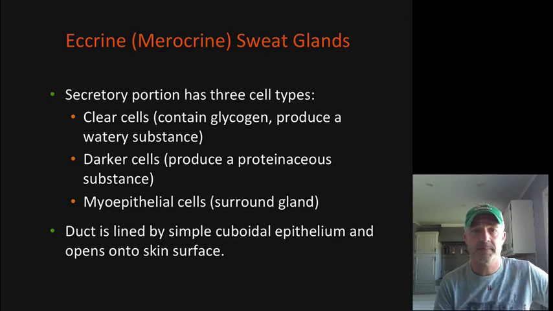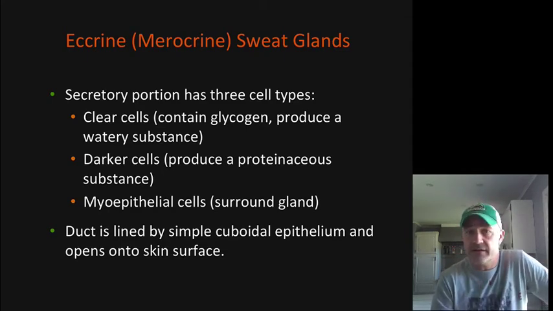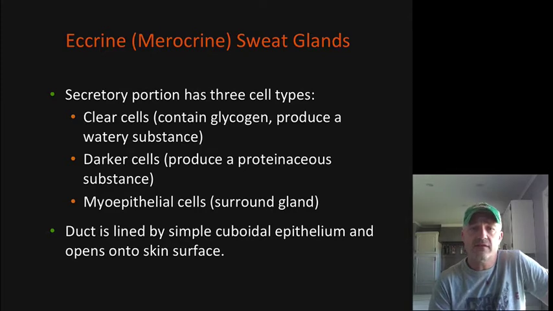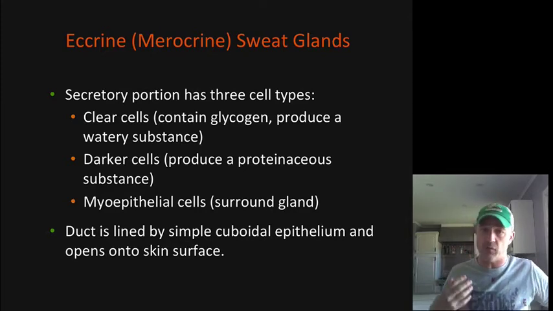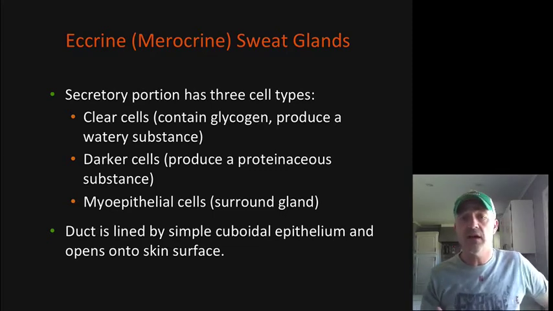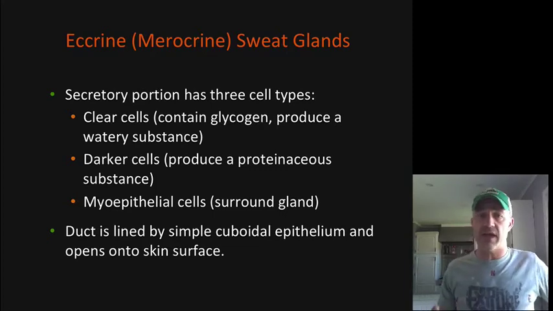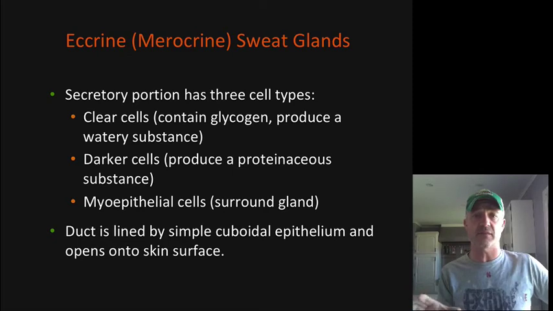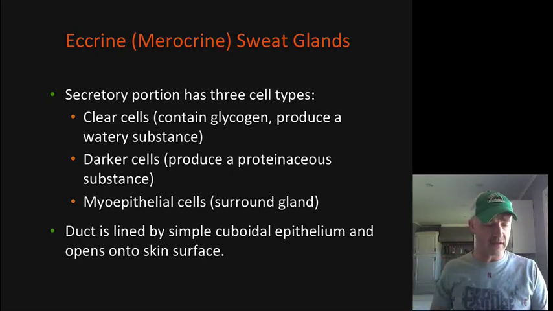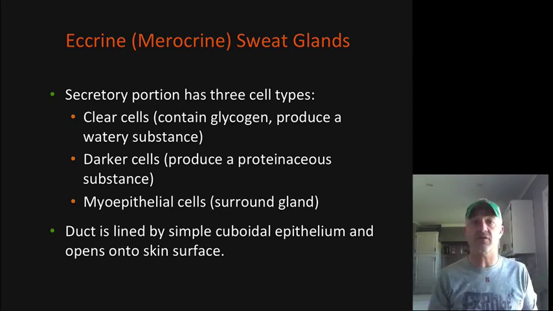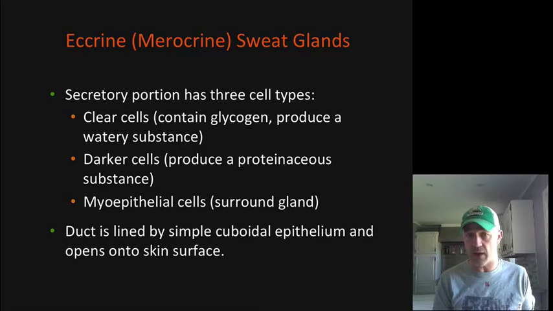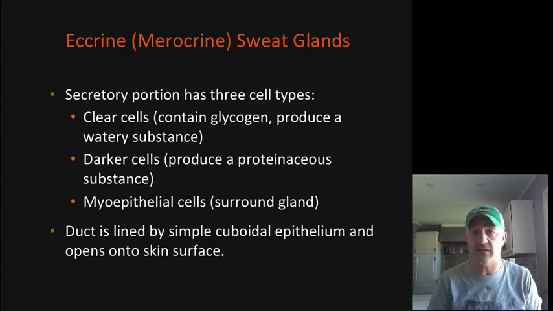The eccrine or merocrine sweat glands, these are the ones that are involved with thermoregulatory sweat. You're going to get vesicles of mainly watery substances here that are going to be released out in here, and then we have these contractile epithelial cells called myoepithelial cells that are going to contract and help cause a release of that sweat. And again, this is when you're trying to thermoregulate. When you get too hot, you will sweat. These are the glands that are involved with that.